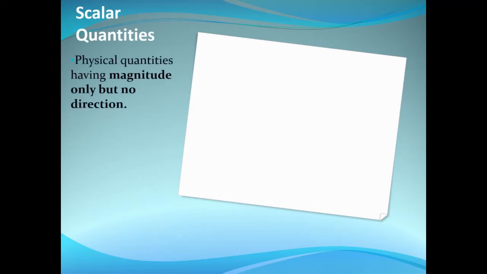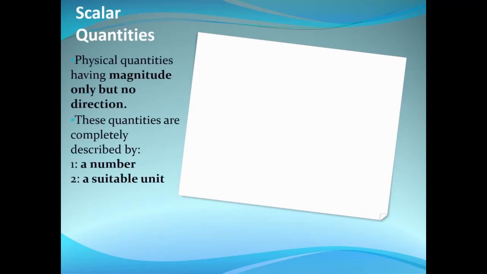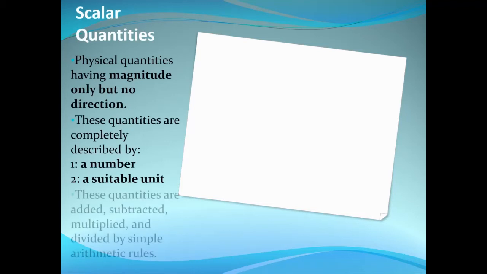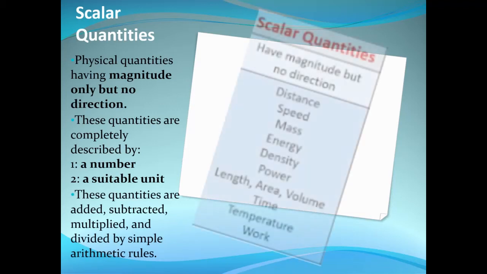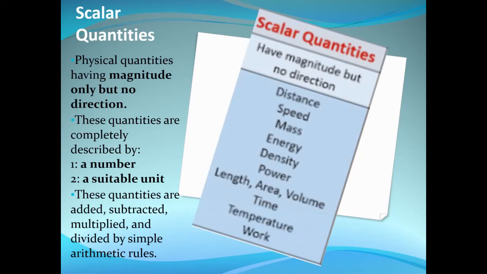At the beginning of the first video, I said we'd also look at scalar and vector quantities and what the difference between them is. So scalar quantities are physical quantities that have magnitude but no direction. Mathematically, they're described by a number and a suitable unit. These quantities can be added and subtracted together by simple arithmetic rules. Some examples are distance, speed, mass, energy, density, power, length, area, volume, time, temperature, and work.